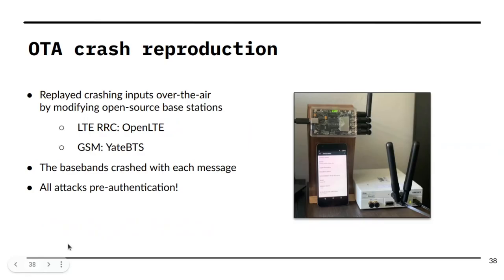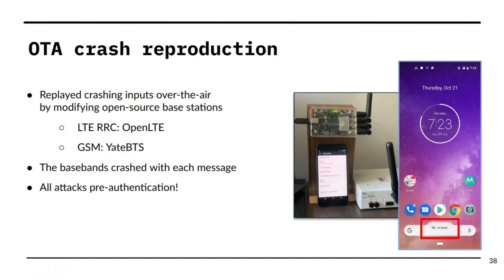Okay, cool. And so to show that these crashes actually work, we also replayed them over the air. So we used some BTSs for GSM. We used Yate. For LTE RRC, we used OpenLTE. So you can talk to a little SDR, and the SDR will then send our input. We patched them to send the inputs that we found that are crashing. And then actually all of these pre-authentication messages also caused a crash in the actual modem. So you see down here real restart, which means the radio layer just died and it's going to restart. This is probably the good case, because it just crashed and restarted, which is better than other things, where no code is being run in this case.